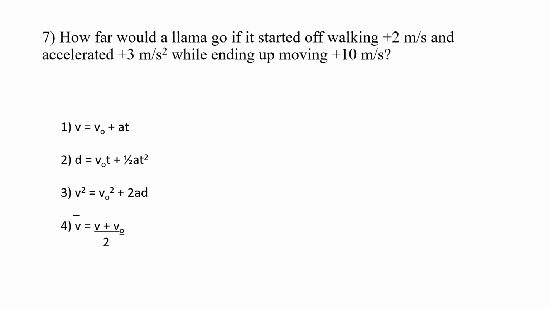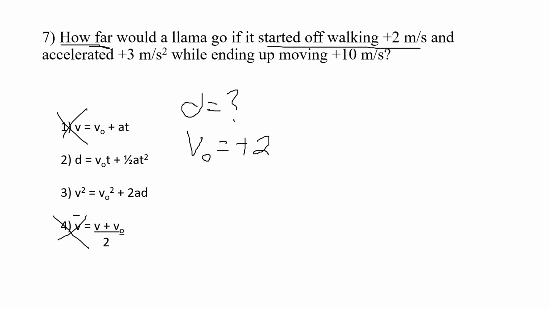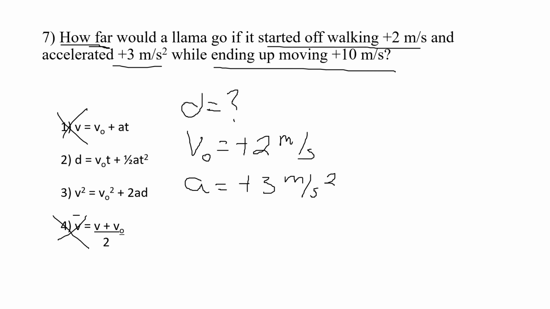How far? Looking for distance. Would a llama go? If it started off walking, that's definitely got to be an initial velocity. Started off has to be a starting velocity, plus 2 meters per second. And it accelerated 3 meters per second squared, excuse me, while ending up moving. And all the key phrases are here.